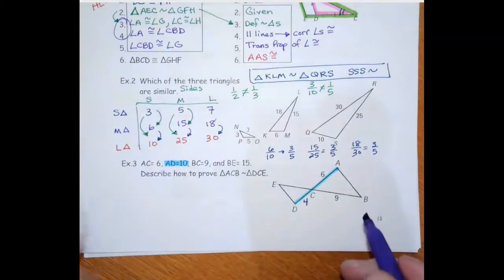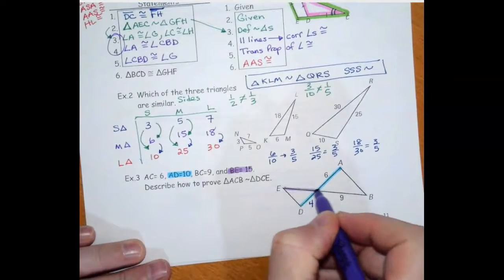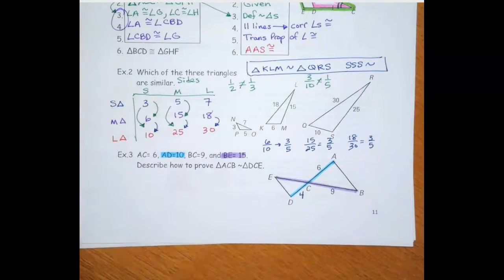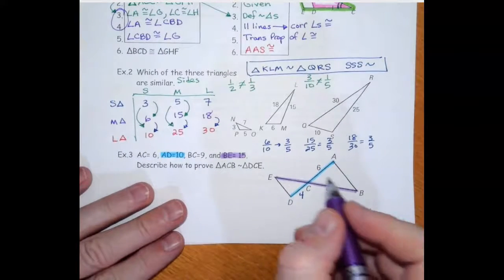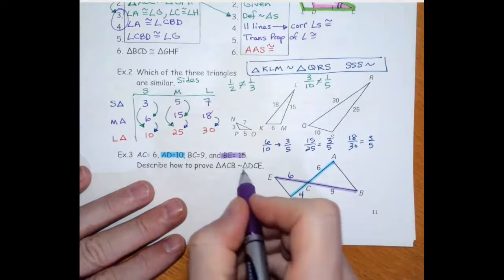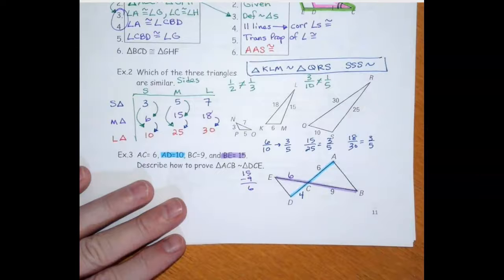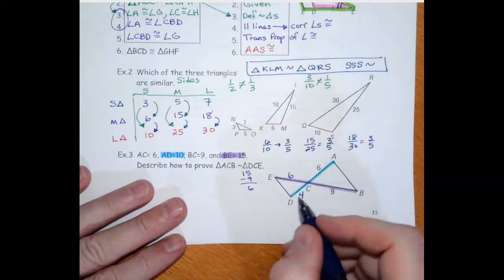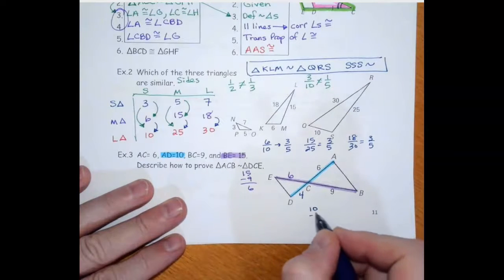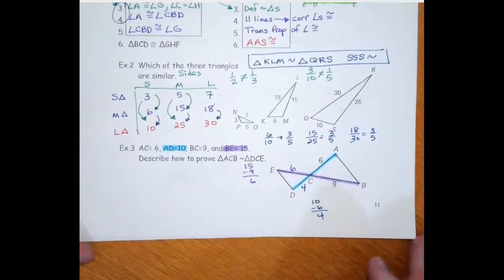And let's see here. BE is 15. So this side is 15. So 15 minus 9, that's going to be 6. Okay. So 15 minus 9 is 6. And here we had 10 minus 6. 10 minus 6, that's 4. Just showing where we got some stuff there.